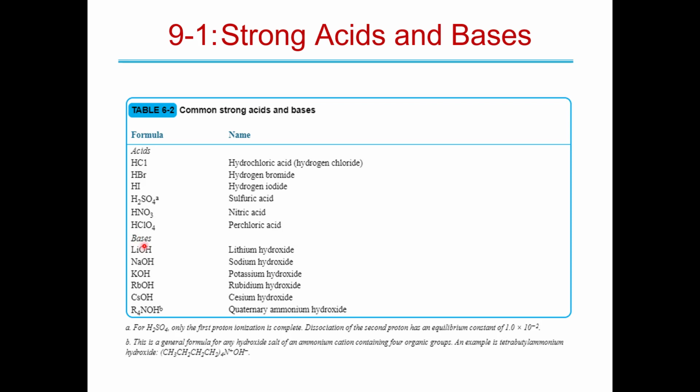For bases, we have lithium hydroxide, sodium hydroxide, potassium, rubidium, and cesium hydroxide, so all of these. These are just the alkali metals going down that first column, group 1 of the periodic table. Those alkali metal hydroxides are all strong, common bases. Another common base that you might encounter is this one. This one's a little bit more complicated; you might discover it in organic chemistry. This is called a quaternary ammonium hydroxide. There's a little footnote here that this is a general formula for any hydroxide salt of an ammonium cation containing 4 organic groups. Let's make that a little more clear by drawing out some structures here.